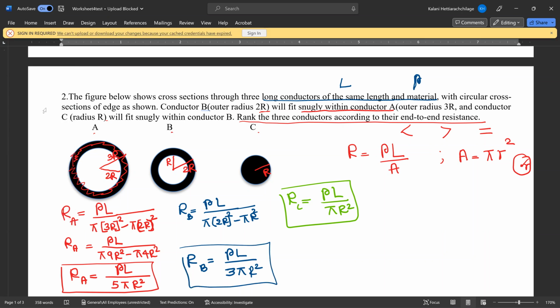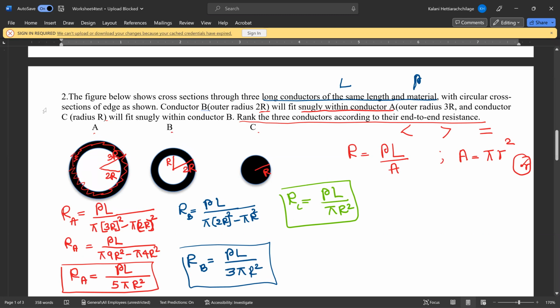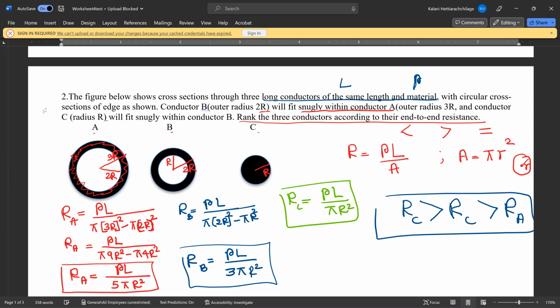So which one is greater? Whichever one has the larger denominator will be the smallest, right? Because of that, your ranking will be R_C, R_B, and R_A. Okay, so that's it for that.